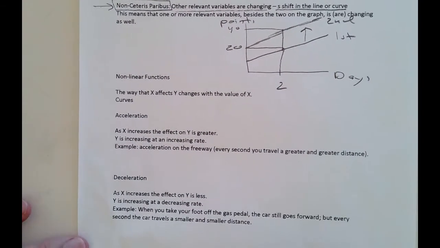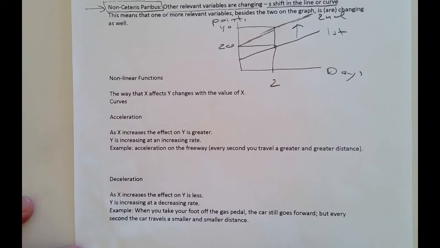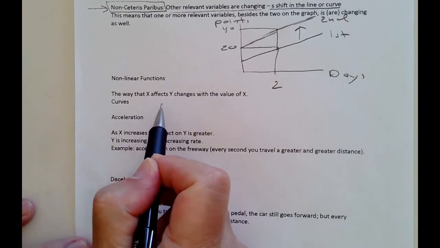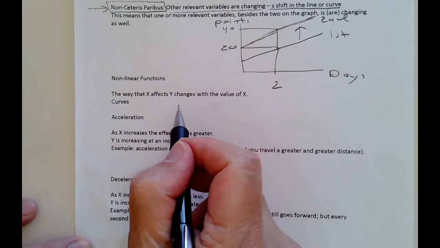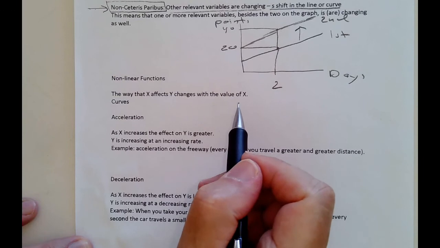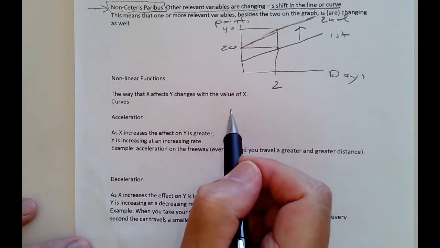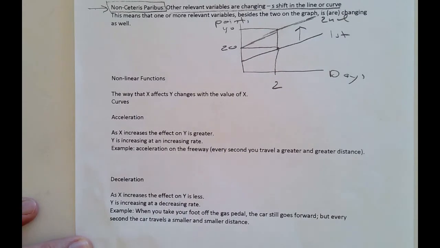A few more things to talk about in the math review, and the first one is the fact that there are nonlinear functions. Nonlinear functions means that the way that x affects y changes. So if x is a different number, it can affect y in a different way. Sometimes when x increases, it has a greater effect on y. Sometimes when x increases, it has a smaller effect on y. These are where you get your nasty equations with x squares and things like that.